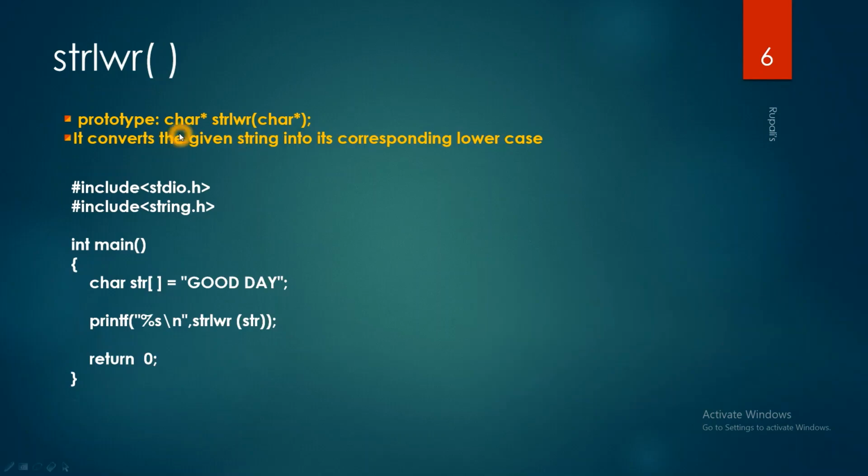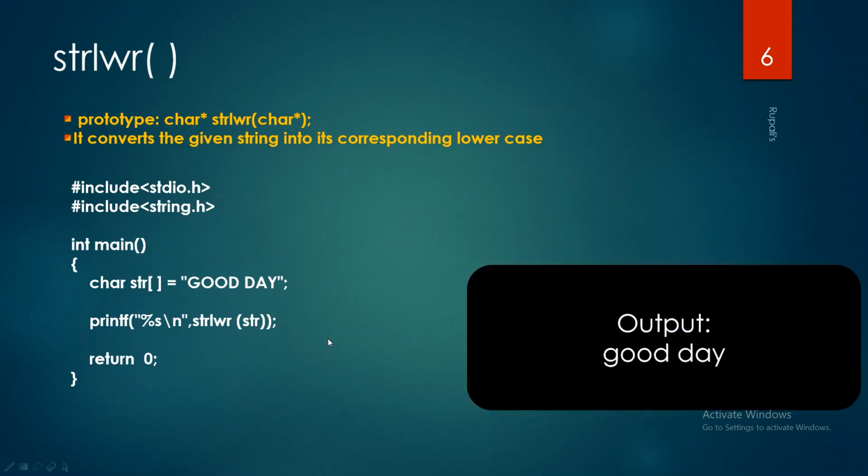strlwr prototype is char *strlwr(char *). It converts the given string into the corresponding lowercase. So the given string is converted to its corresponding lowercase, and the output should be like this. It takes as argument the address of any string and returns the address of another string.